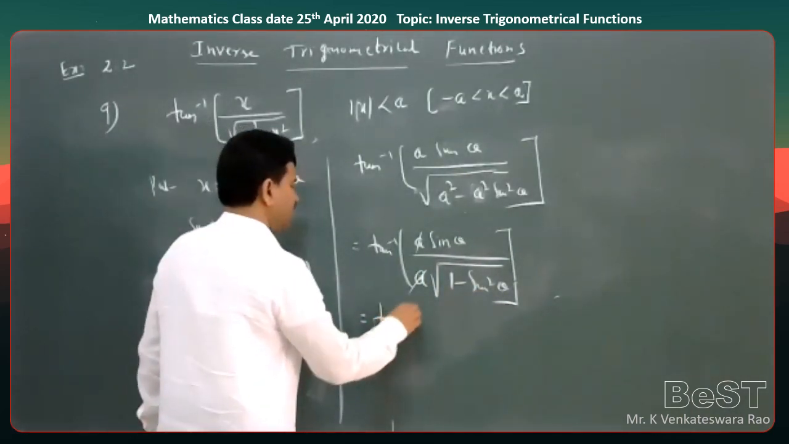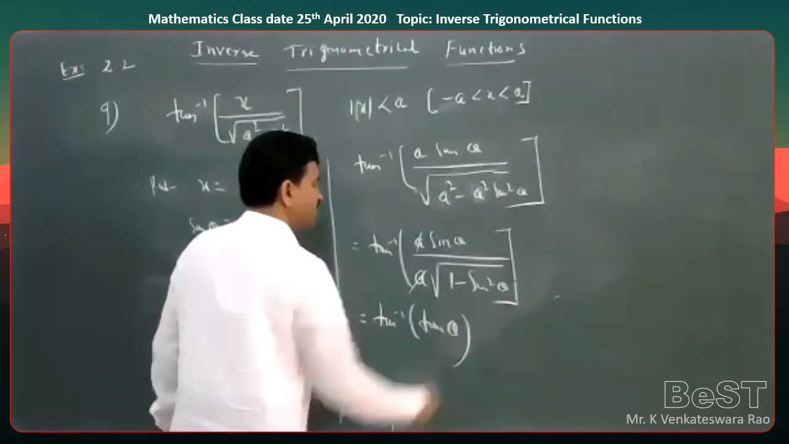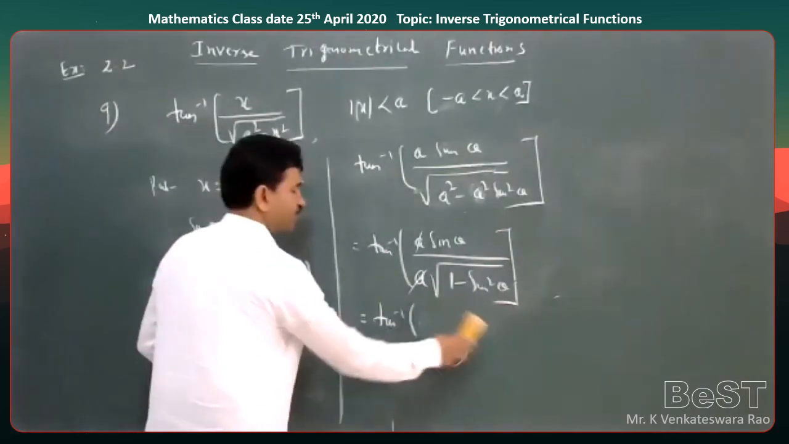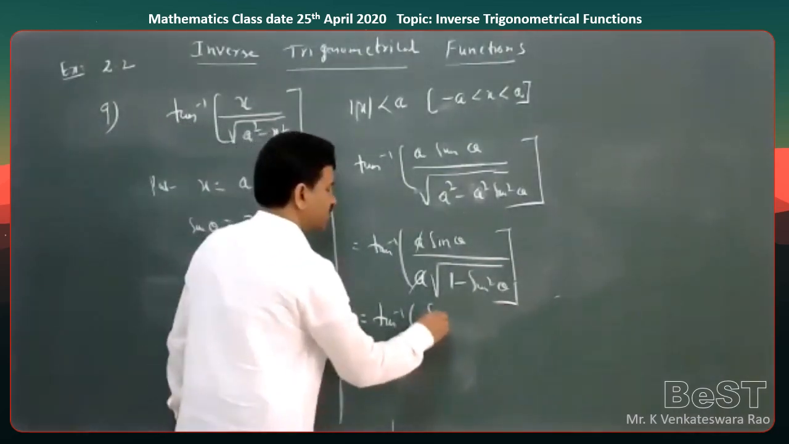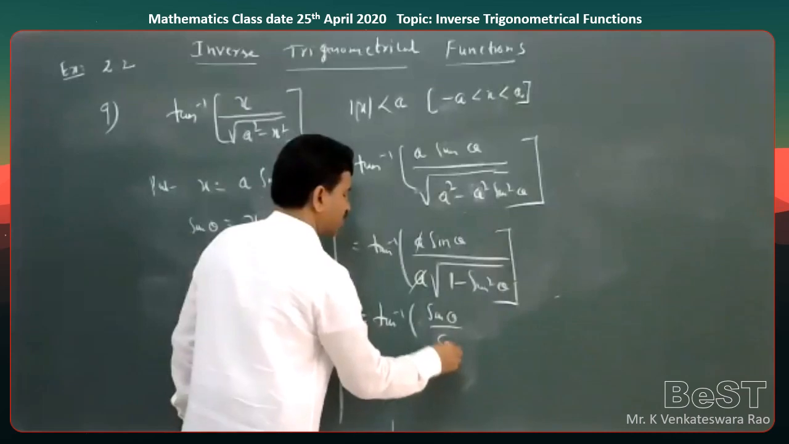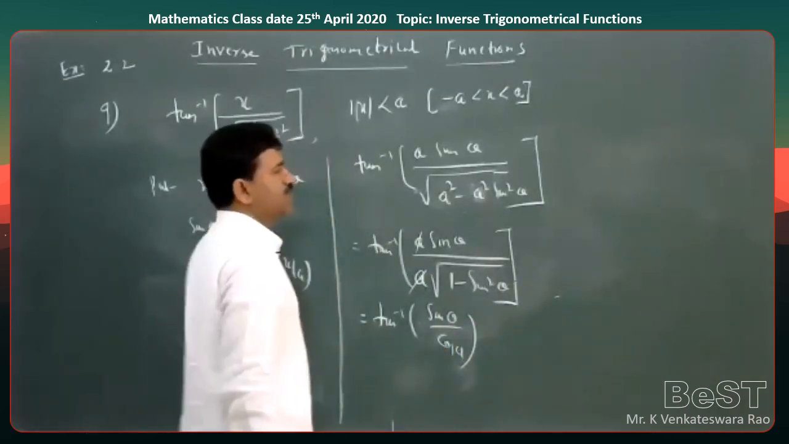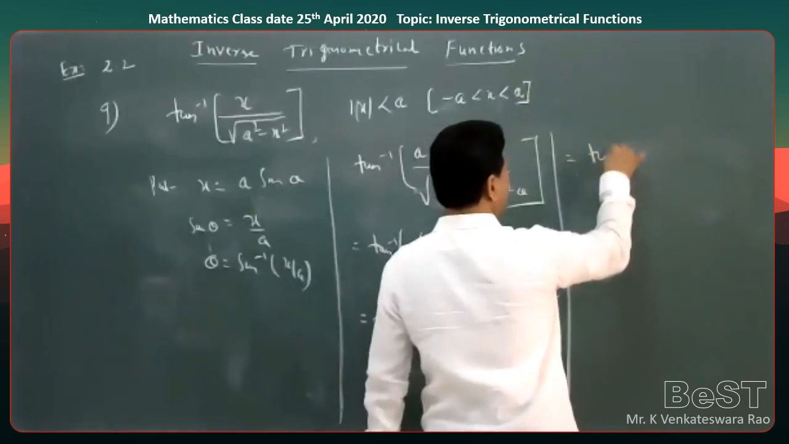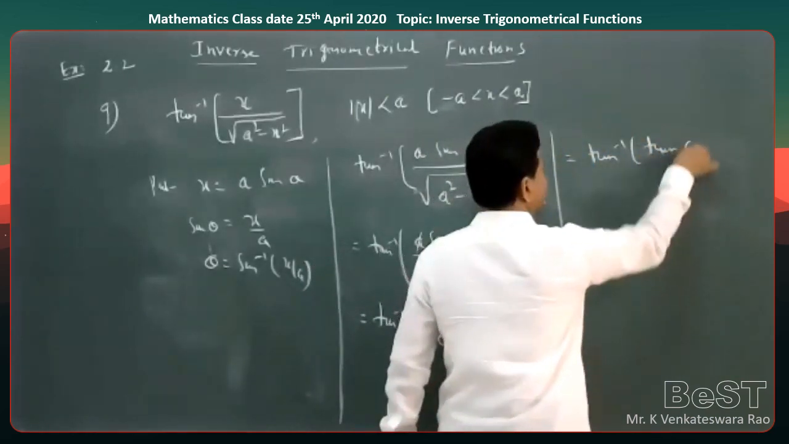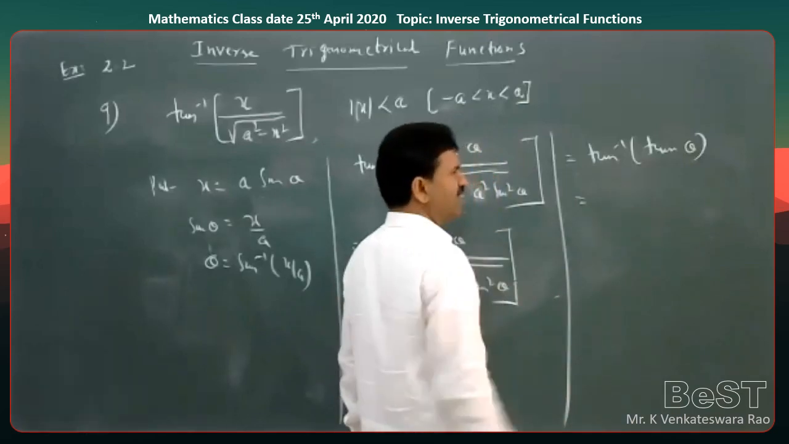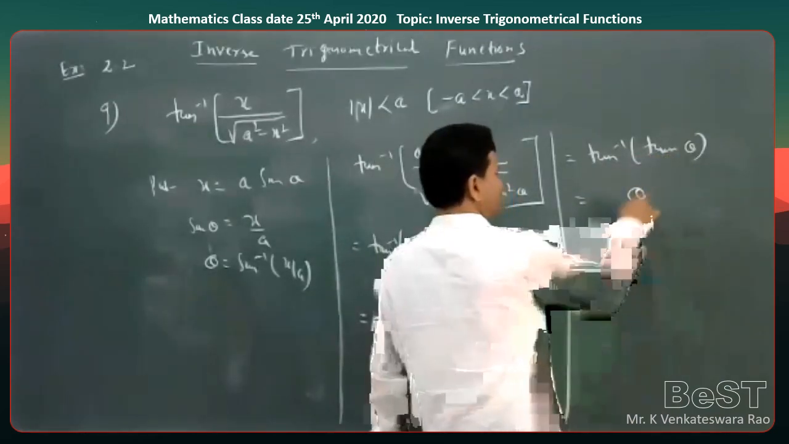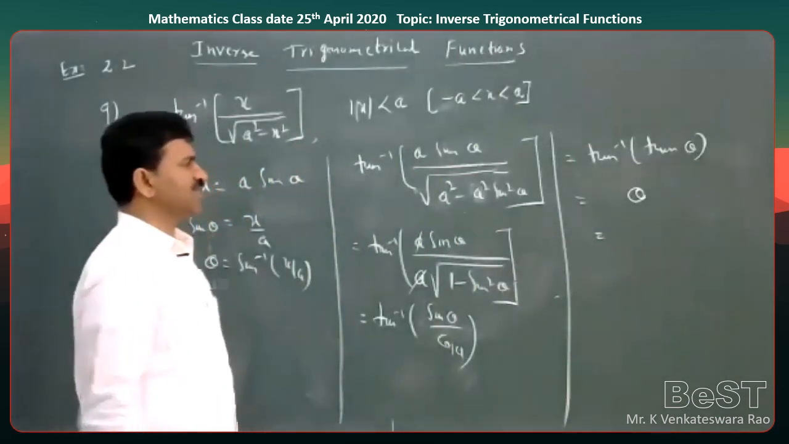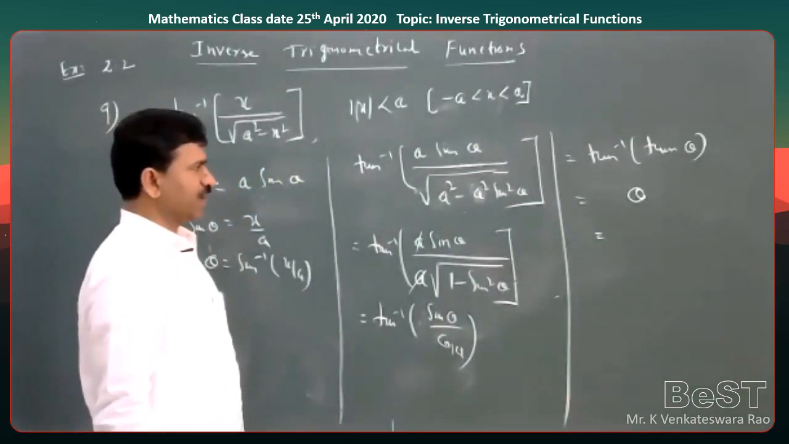This is tan inverse of tan theta. Sin theta by cos theta, or else write one more step. Sin theta by cos theta it is. Sin theta by cos theta means by definition tan theta, so it is tan inverse of tan theta. Tan inverse of tan theta means by definition it is theta. Tan inverse of tan, f inverse of f of x is x, by using that property.